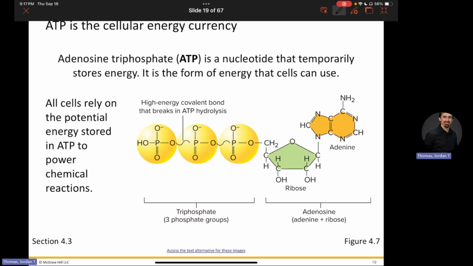So right now we will pause on this slide, and on the next page, we're going to go over ATP and enzymes.